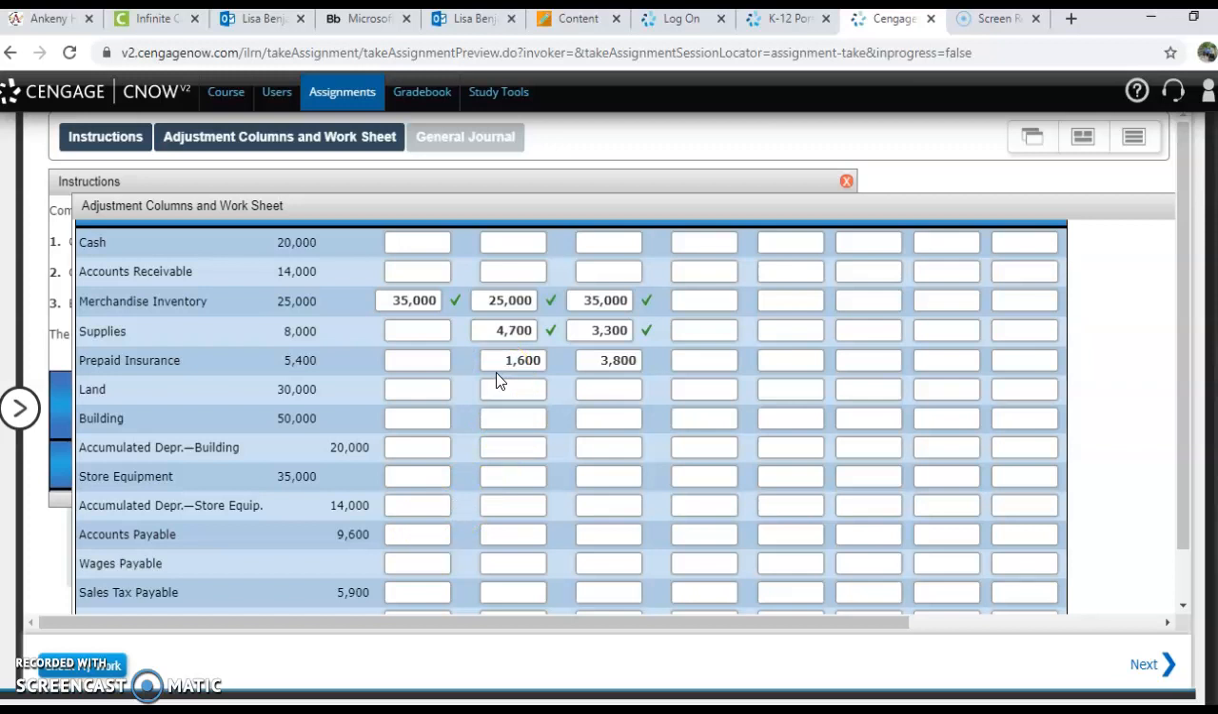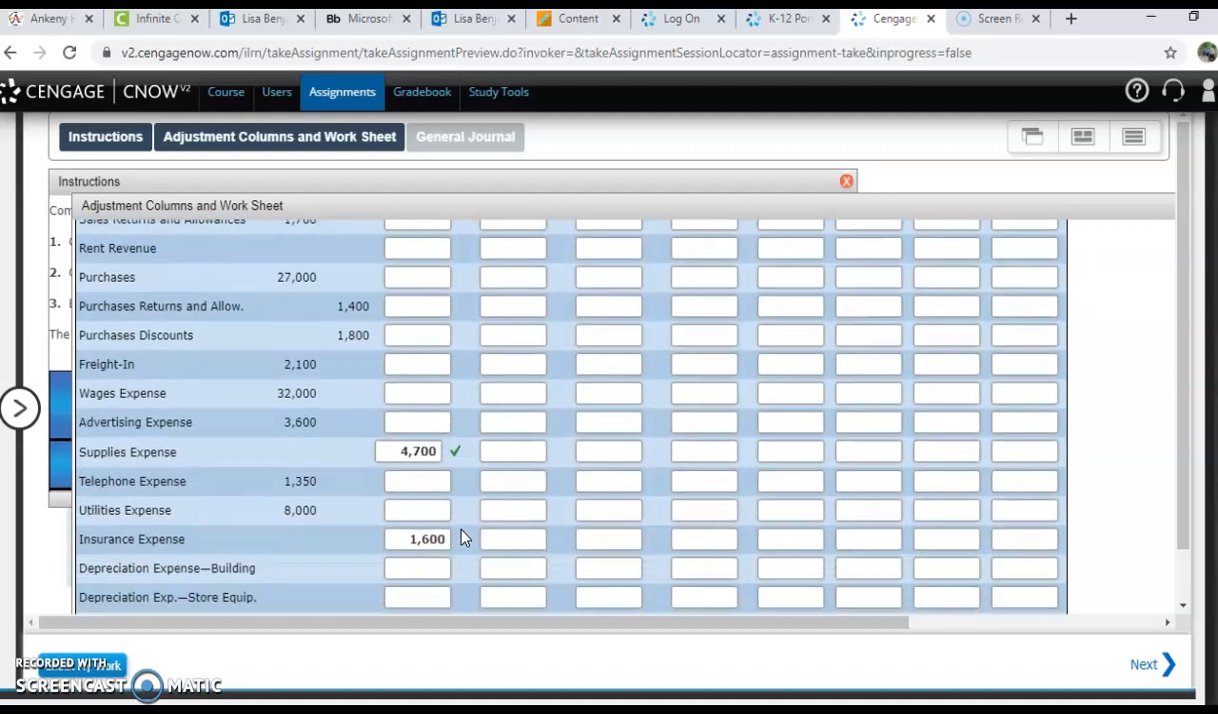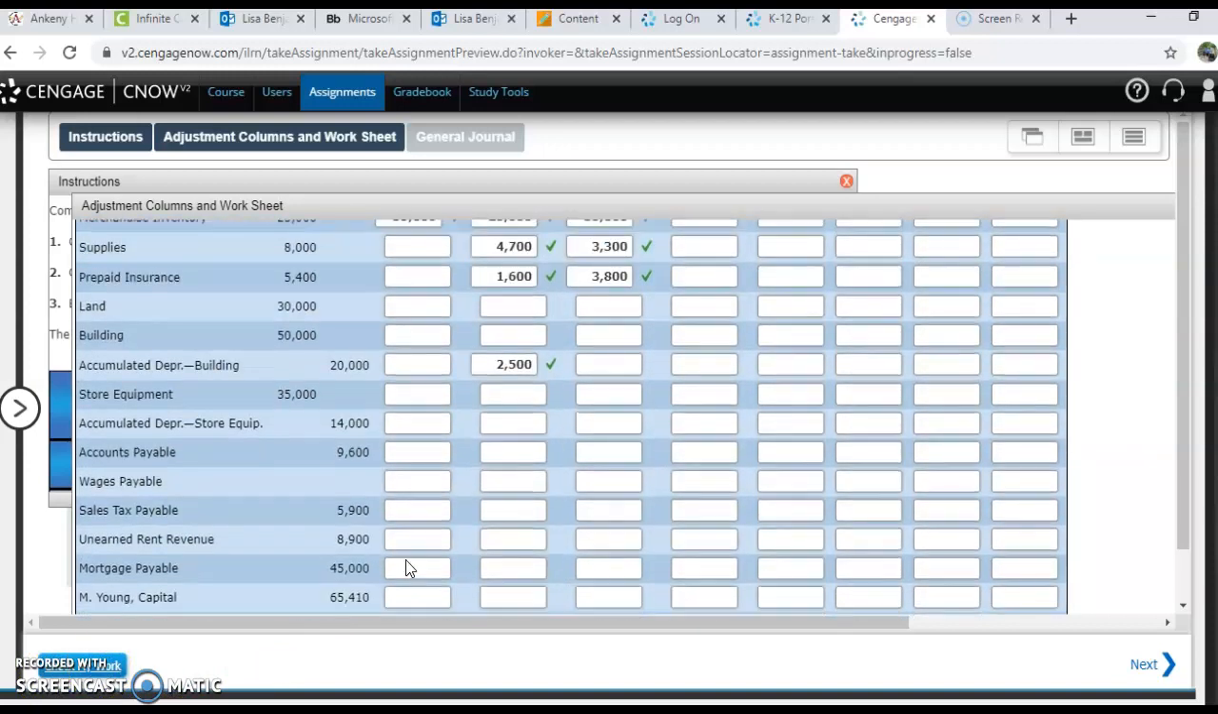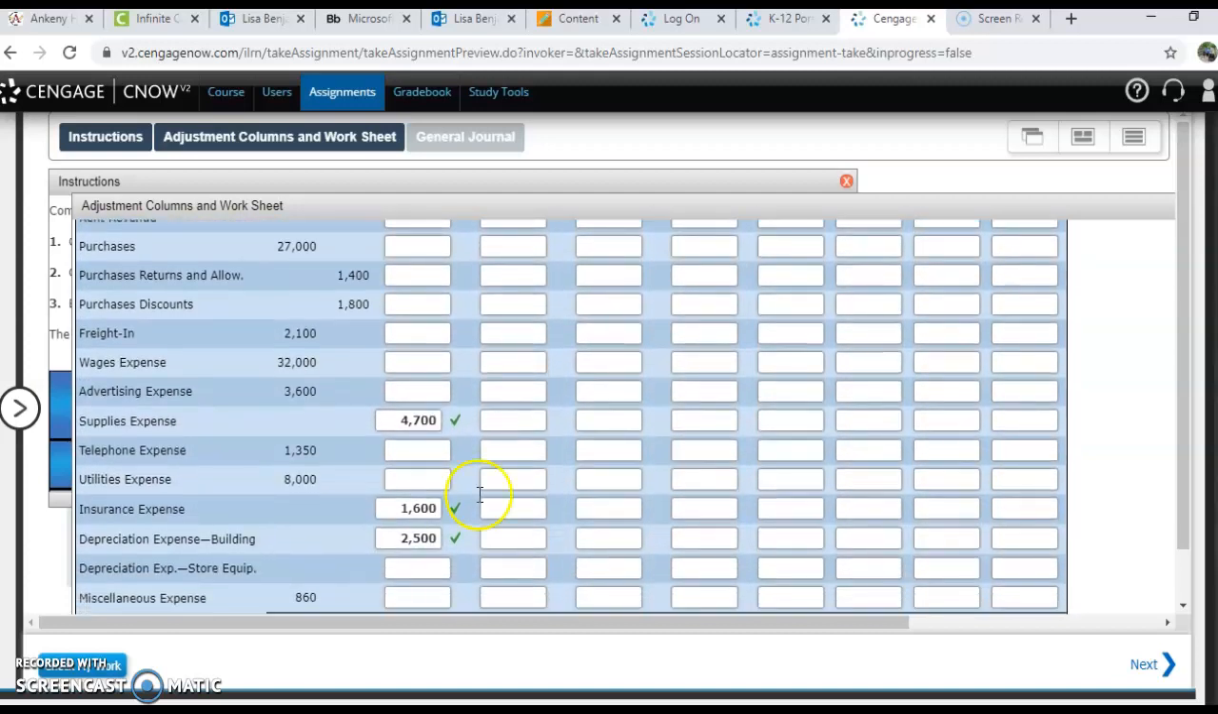The next two are depreciation, and they're a little bit different. We don't have to subtract. They just tell us how much the depreciation is. And we always want to be careful we don't use the asset account, but we use the contra asset account. So accumulated depreciation for the building, they tell us is $2,500. We're going to go down below, find the expense account, and debit that. And then we have the store equipment, which is $3,500. So go down below here.